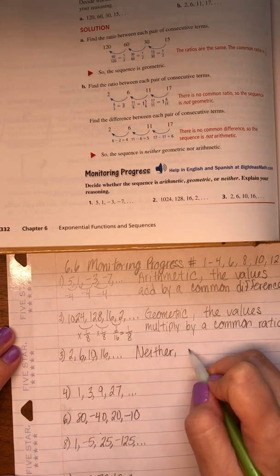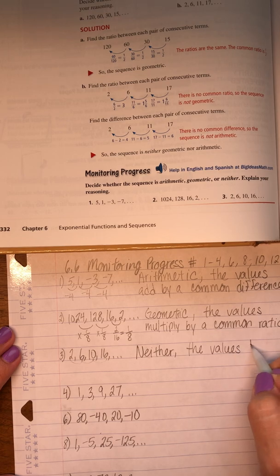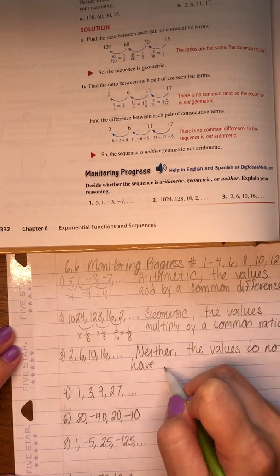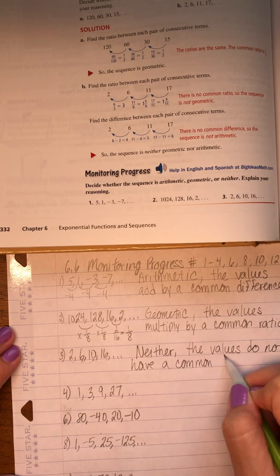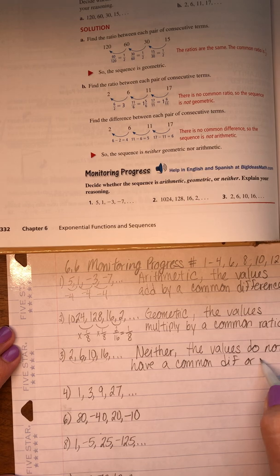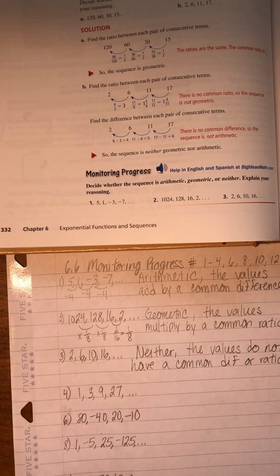And it's neither because the values do not have a common difference or ratio. We're not adding and we're not multiplying, so neither. Okay, let's take a look at some more examples.